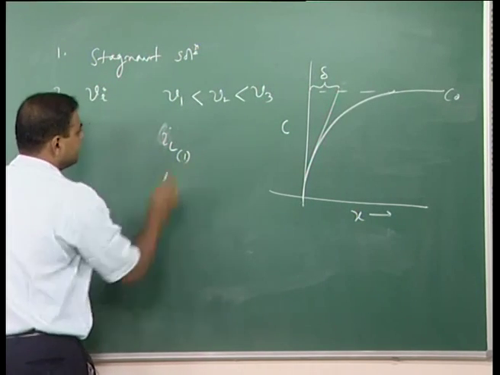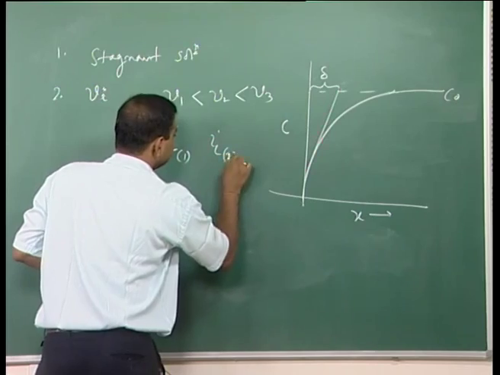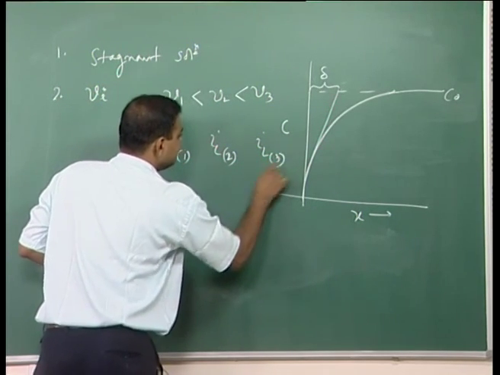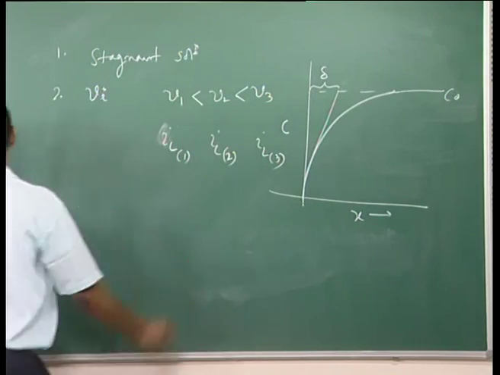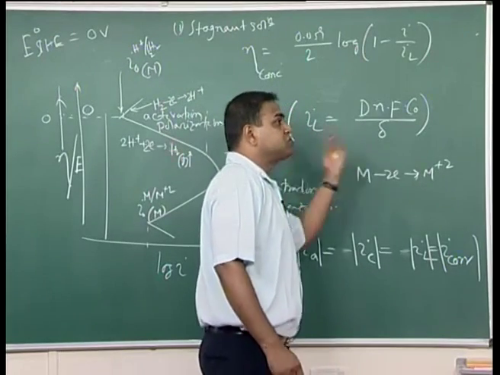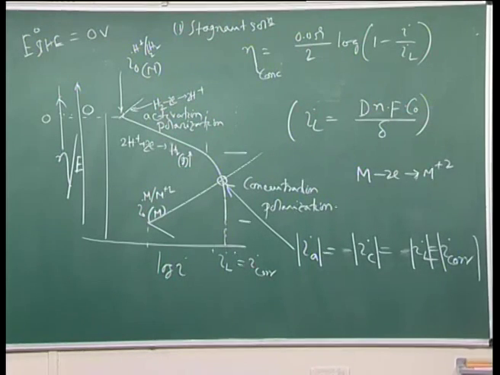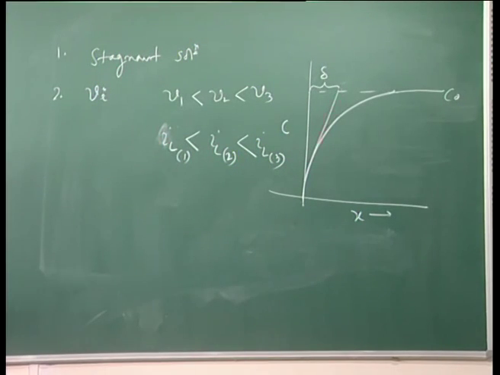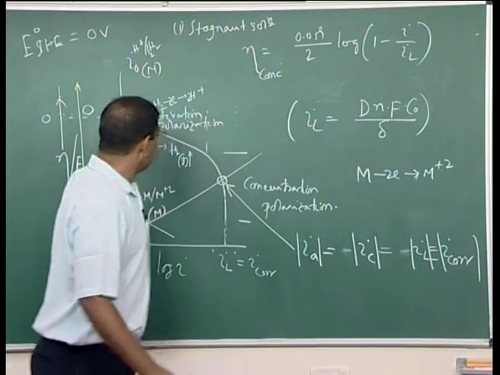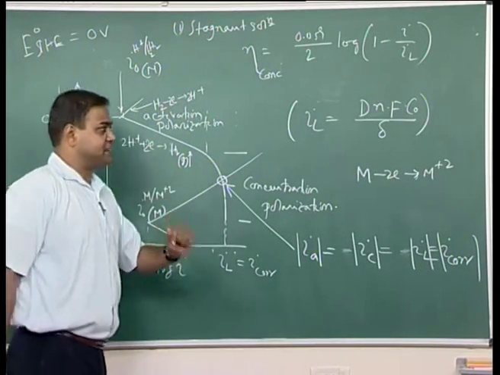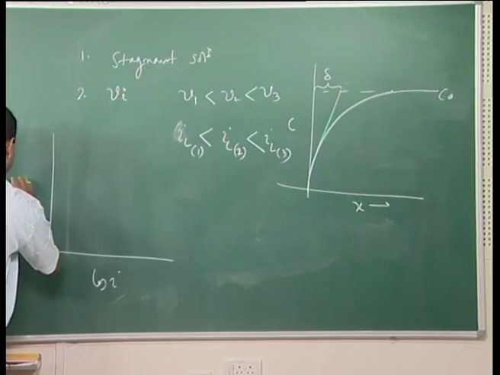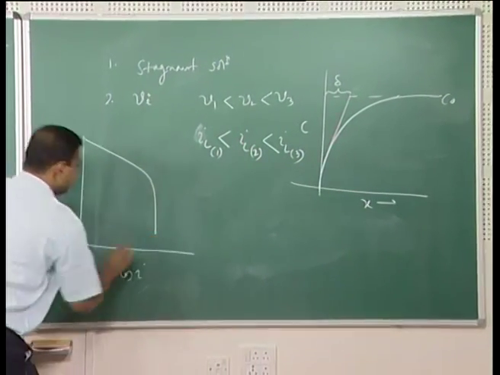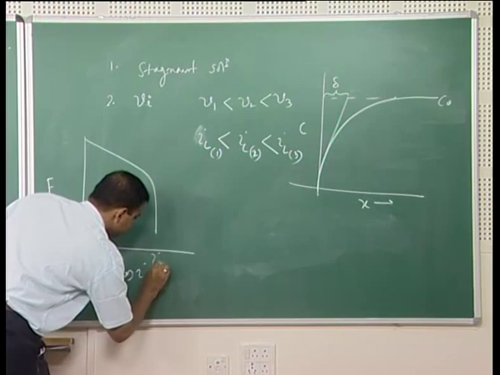Corresponding IL values: IL1, IL2 and IL3. If you see the relation between IL values at the three different velocities, at V3, which is the higher velocity, IL will also be very high. So, again the relation would be like this. Now, let us see what would happen if IL increases. If you look at the plot of log I and potential, initially this is my IL at stagnant condition.